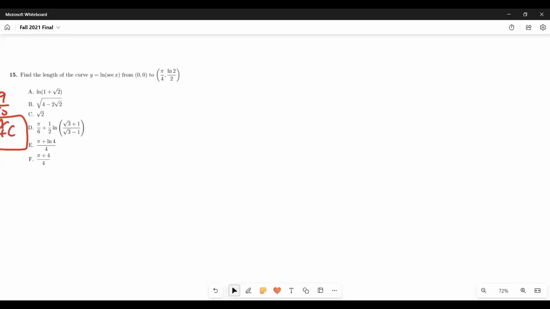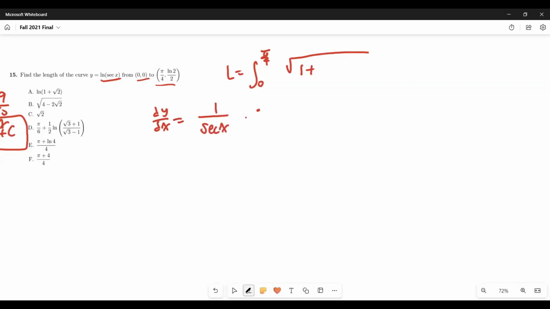Okay, this question asks to find the length of the curve. Okay, so the length of the curve from 0, 0 to pi over 4, ln square root of 2. I'm going to do it with respect to x. So L is the integral from 0 to pi over 4 of the square root of 1 plus dy over dx squared, where dy over dx is the derivative, so 1 over secant x times secant x tangent x.